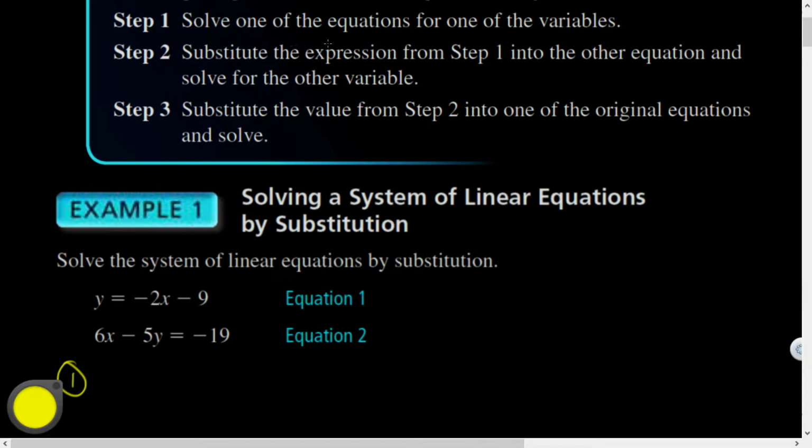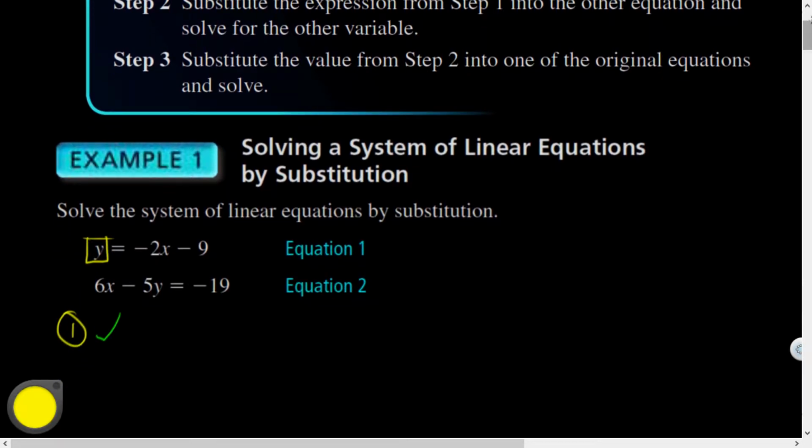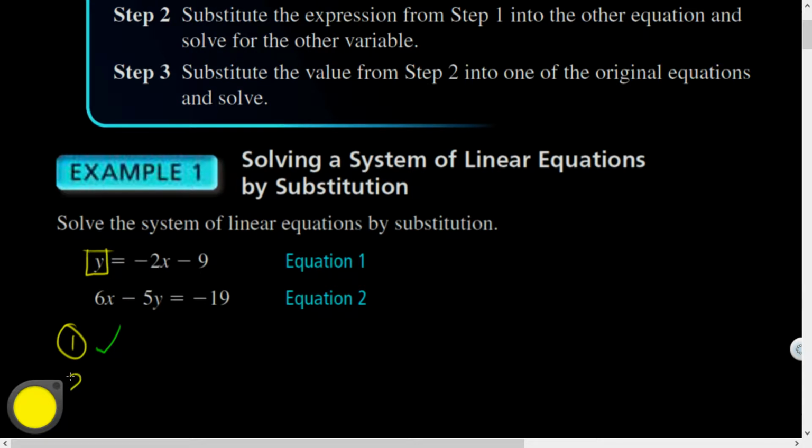Step one says solve one of the equations for one of the variables. Notice it's a system because I have two equations. I'm going to want to solve for one of the variables, but behold, the first equation is already solved for y. Step one is done, right? Now, the benefit of that is in step two. It says substitute the expression from step one into the other equation, keyword other, highlight that if you need to, and solve for the other variable.